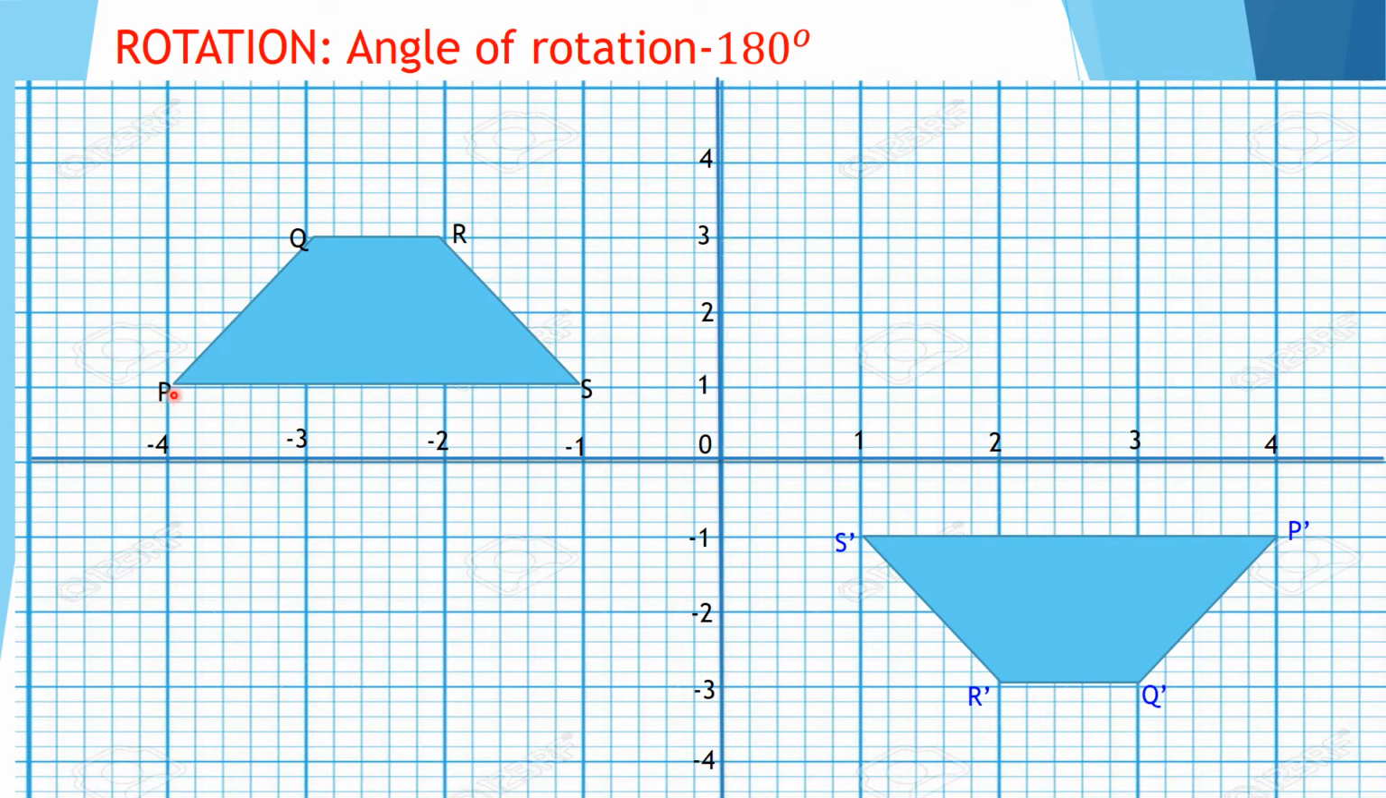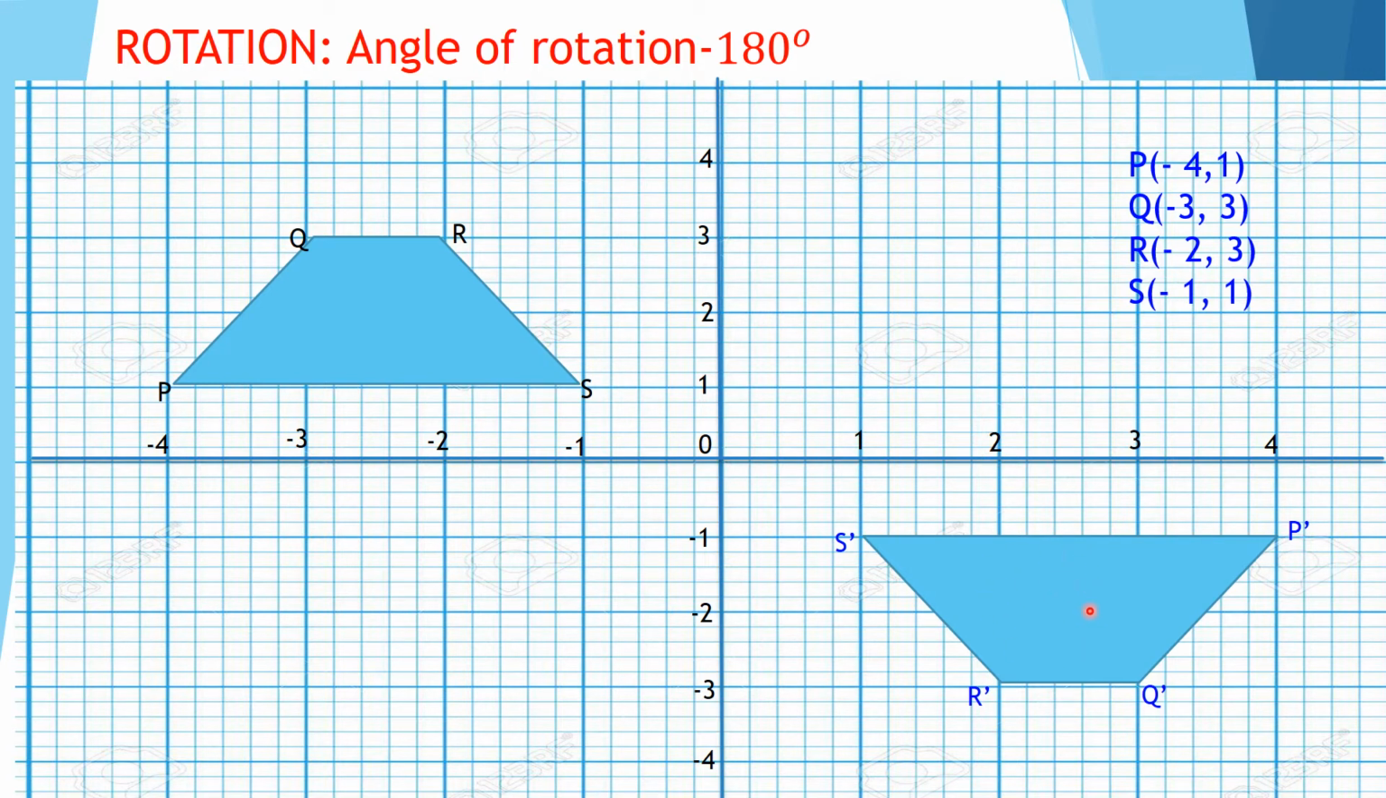So I have my vertices here, P, Q, R, S for the original image, which is a quadrilateral. So let's see, for P, I have my coordinates minus 4 and 1. And for Q, I have my coordinates minus 3 and 3. For R, I have my coordinates minus 2 and 3. For S, I have my coordinates minus 1 and 1. So let's see it. I have it written out here. All right. So this is it, P minus 4, 1, Q minus 3, 3, R minus 2, 3, S minus 1, 1. So how do we take the rotation by 180 degrees?